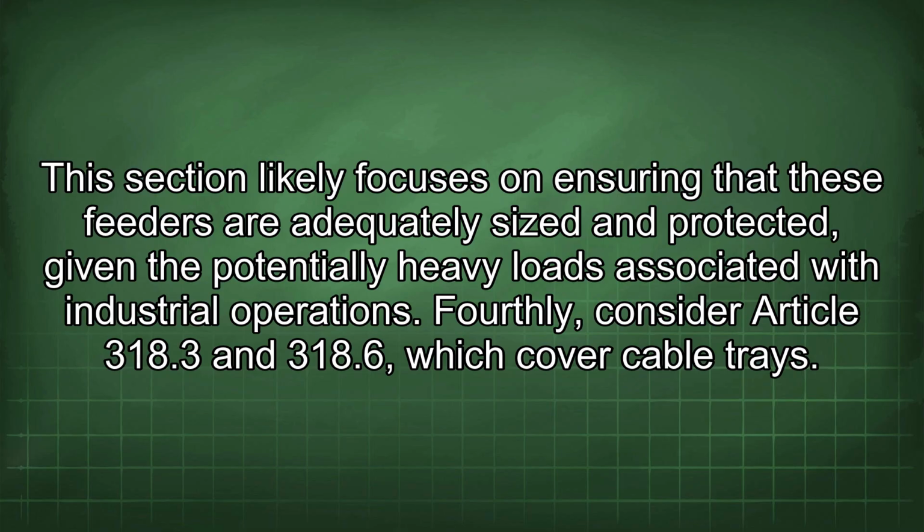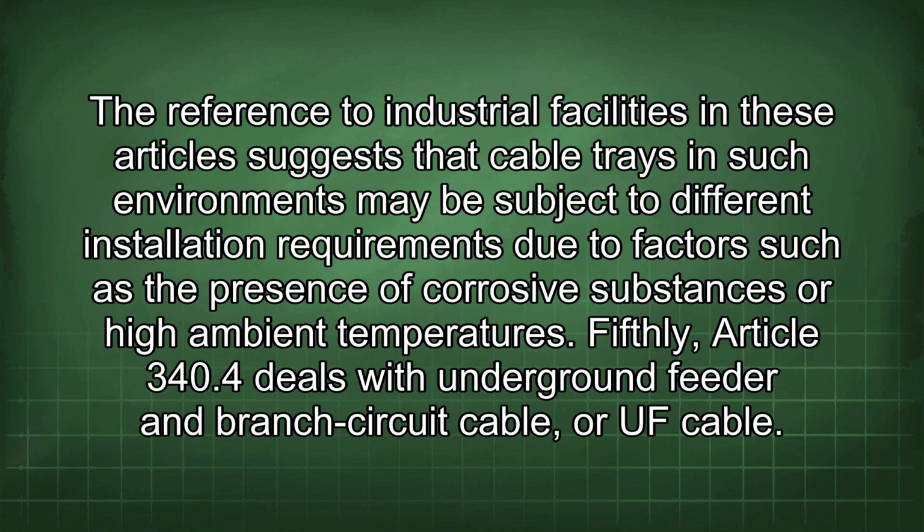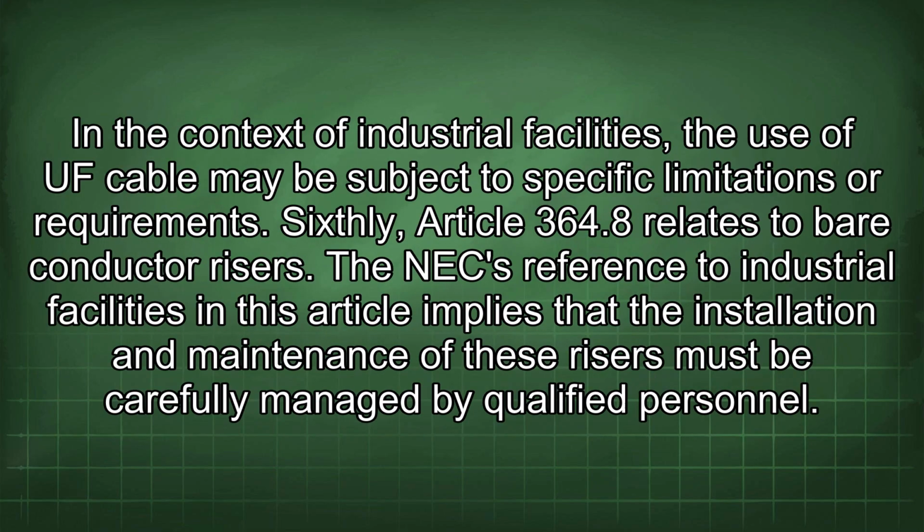Fourthly, consider Article 318.3 and 318.6, which cover cable trays. The reference to industrial facilities in these articles suggests that cable trays in such environments may be subject to different installation requirements due to factors such as the presence of corrosive substances or high ambient temperatures. Fifthly, Article 340.4 deals with underground feeder and branch circuit cable, or UF cable. In the context of industrial facilities, the use of UF cable may be subject to specific limitations or requirements.